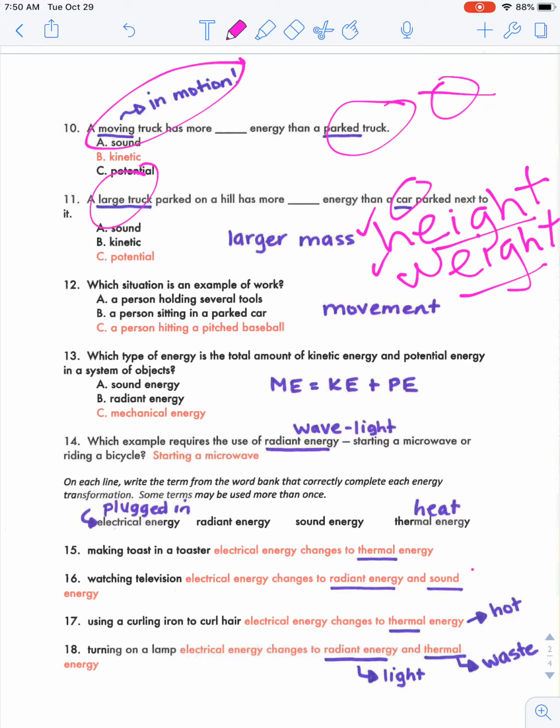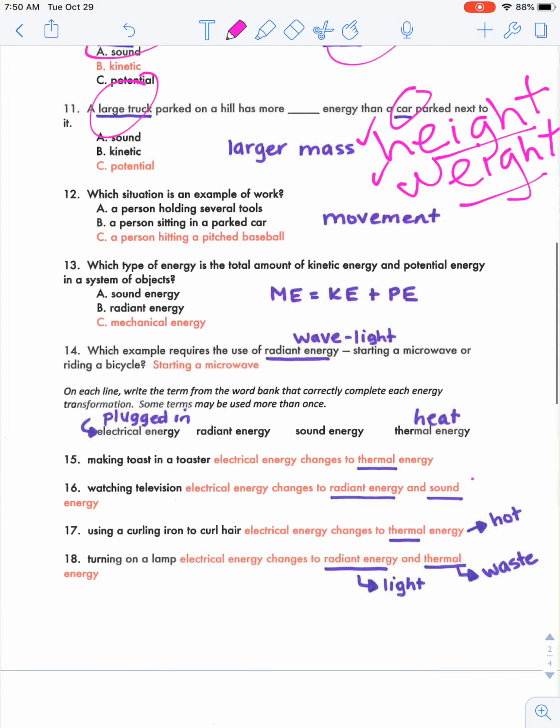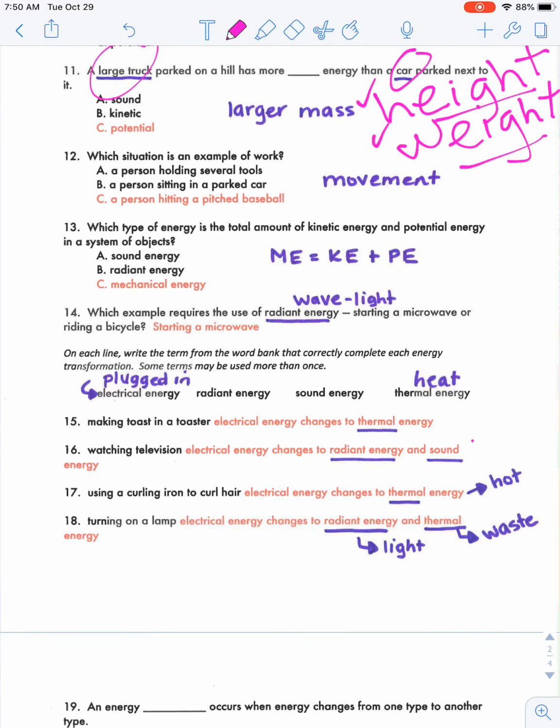Which situation is an example of work? Well, for work to be done, there has to be movement. So if we look at these three scenarios, the only one where there is movement is a person hitting a baseball.